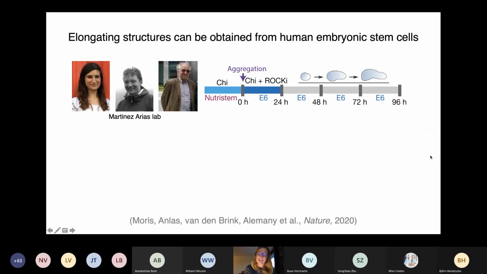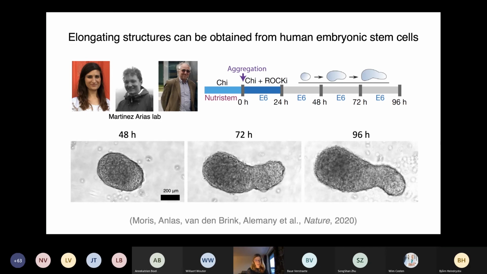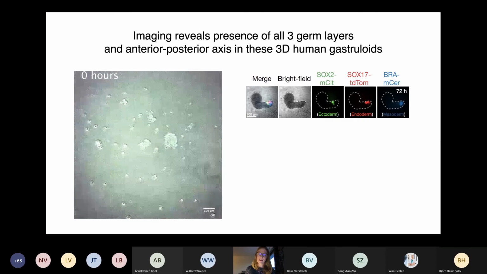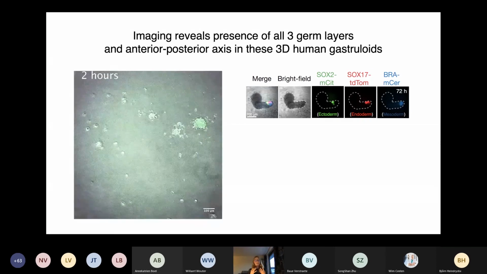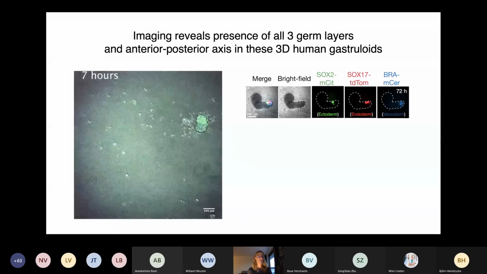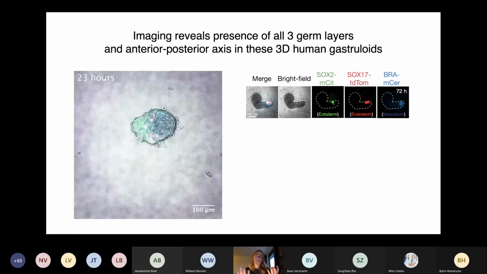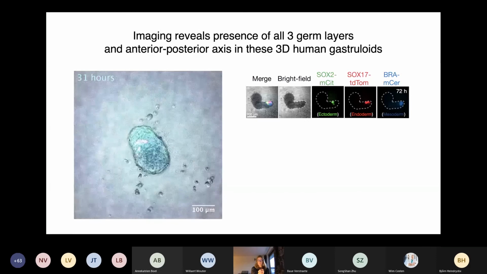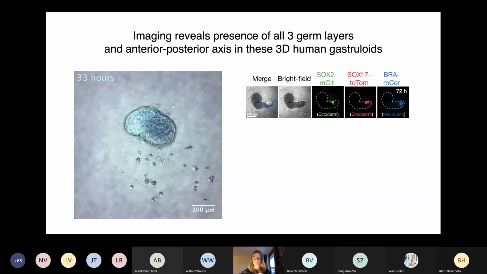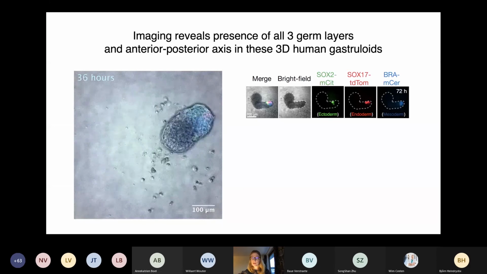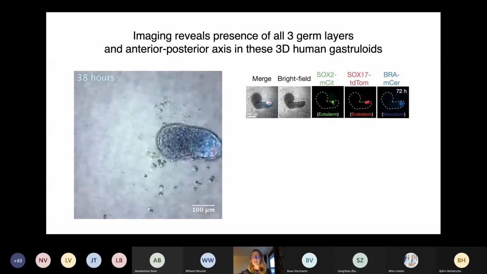After a lot of trial and error and a lot of optimization, our collaborators in Cambridge managed to obtain elongating structures from human embryonic stem cells. Microscopy-based characterizations revealed that these human gastruloids also form all three germ layers that are normally present in embryos, similar to the mouse gastruloid system. They form the ectoderm, marked by SOX2 in green, and the endoderm, the tissue layer that later forms the gut. They also form the mesoderm, which forms the somites amongst other tissues, and this mesoderm is marked in blue in these images and in this movie.